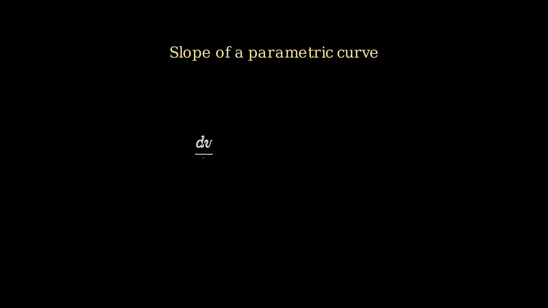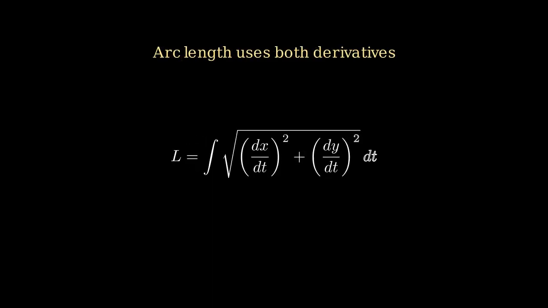For a parametric curve where x equals f of t and y equals g of t, the slope of the tangent line is dy/dt divided by dx/dt, provided dx/dt does not equal 0. The arc length of that same parametric curve is built from both derivatives together. It's the integral of the square root of (dx/dt) squared plus (dy/dt) squared, dt.